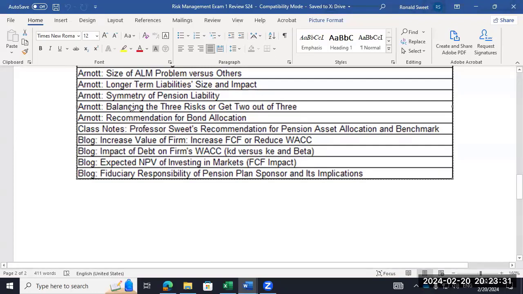And the same thing with the symmetry. You can actually have interest rates fall 100 basis points, go up 100 basis points, and you show that the liability rises a lot more when rates fall than it falls when rates rise. Or you can quote him. He has the numbers in the article. You can quote him as well. So he has that in there.